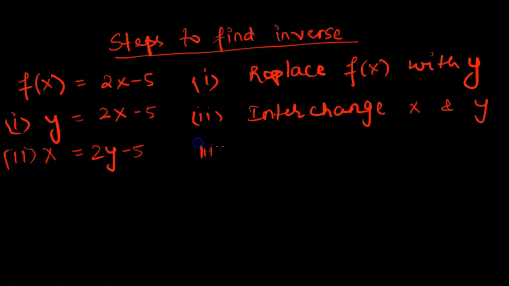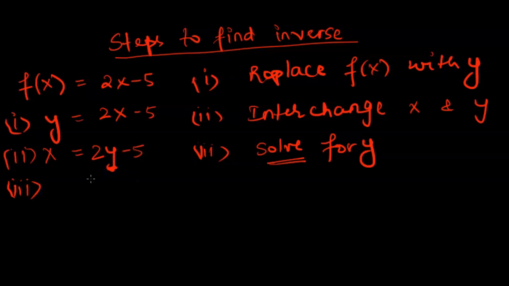Third step is to solve for y. Solving means isolating. So we'll be doing the third step here. If I want to isolate this y, I'm going to move everything attached to y to the other side. So I'm going to move minus 5 first. It becomes x + 5 = 2y. And then y = (x + 5)/2.